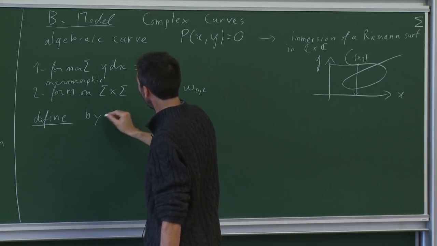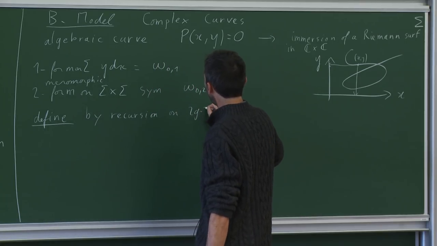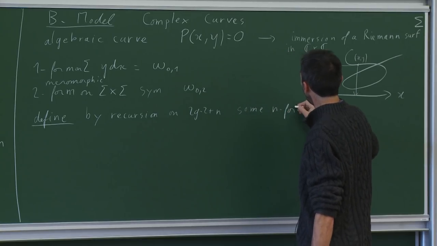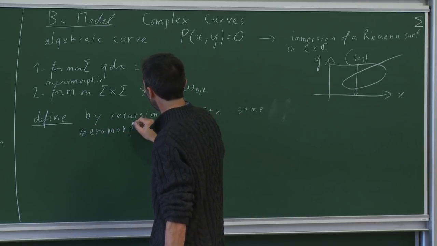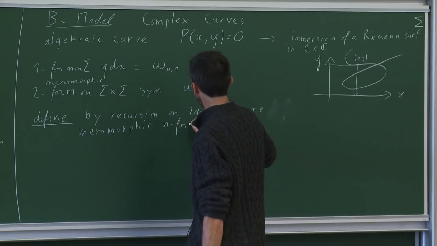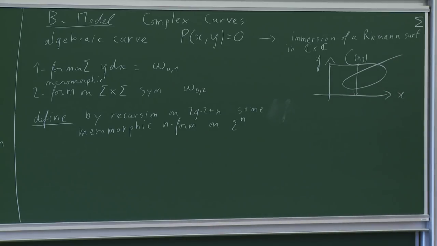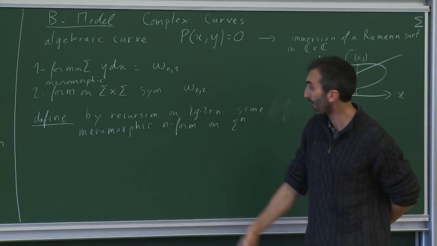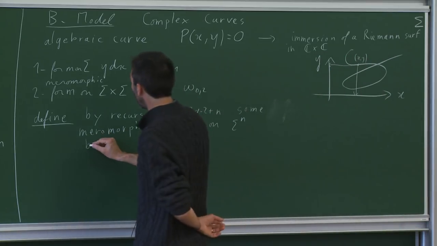Defined by recursion on, again, 2g minus 2 plus n, some n-forms, some meromorphic, on sigma to the power n. The assumption of meromorphic is on the two-form or only on the two-form? No. This one is obviously meromorphic also, because y and x are meromorphic. So all of them are meromorphic. And typically by computing residues.